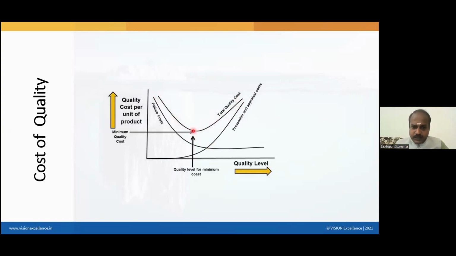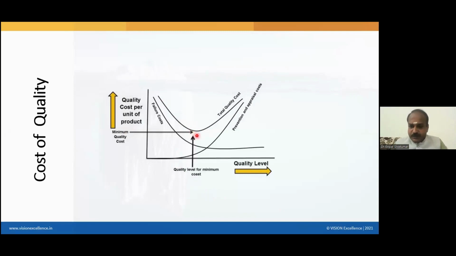Now what I'm interested in is this lowermost point. The lowermost point is the point at which I get some quality, and at the same time, the cost associated in reaching that quality level is minimum. What will happen if my cost associated is minimum? Maybe you can try. If the cost associated is minimum, what will happen? My profit will get maximized. So that means at this point, there is a chance that my profit can be at its best.